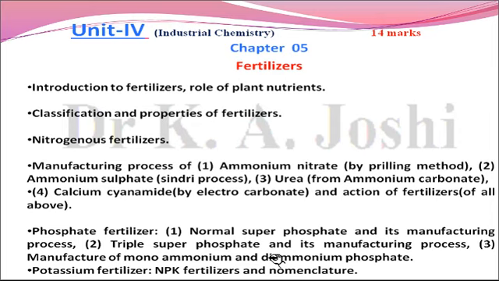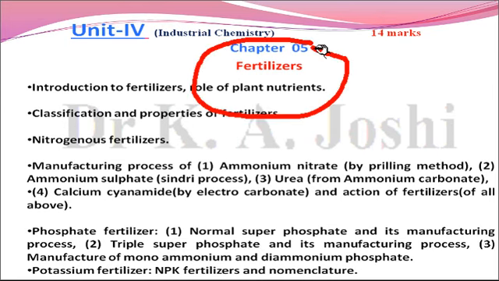In this chapter we will cover the following points: introduction to fertilizers, role of plant nutrients, classification and properties of fertilizers, nitrogenous fertilizer, manufacturing process of ammonium nitrate, ammonium sulfate, urea, calcium cyanamide, and action of fertilizer, phosphorus fertilizer, normal superphosphate and its manufacturing process, triple superphosphate and its manufacturing process, manufacturing of monoammonium and diammonium phosphate, potassium fertilizer, NPK fertilizer and nomenclature. So the chapter fertilizer is very simple. We are all familiar with this.